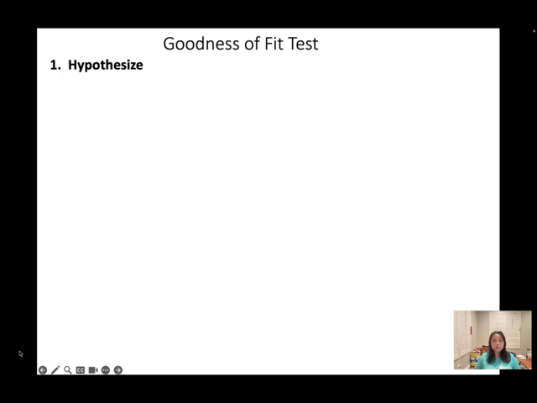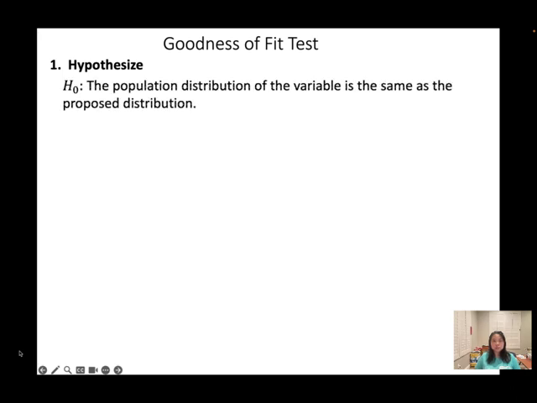First one, hypothesize. We state the null hypothesis: the population distribution of the variable is the same as the proposed distribution. This means equal. Just like in chapters 7 to 9, the null hypothesis is always equal. The alternate hypothesis: the distributions are different.